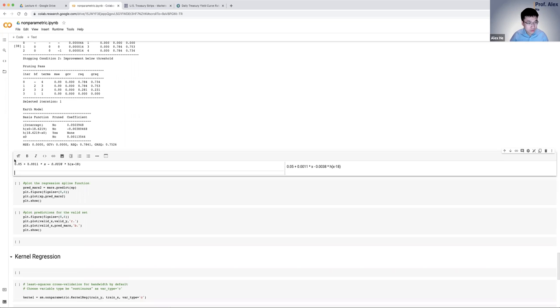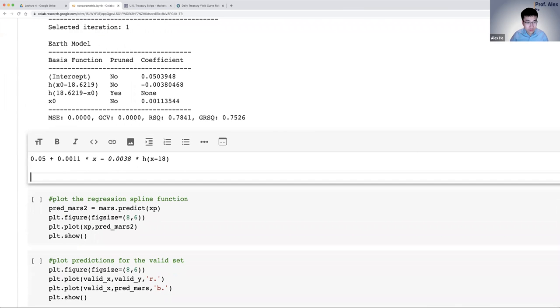So that's about the function you get at the end. Okay, so it's still a linear function, actually. It's using a very low degree of polynomial, but it has these two different functions in these two different regions.